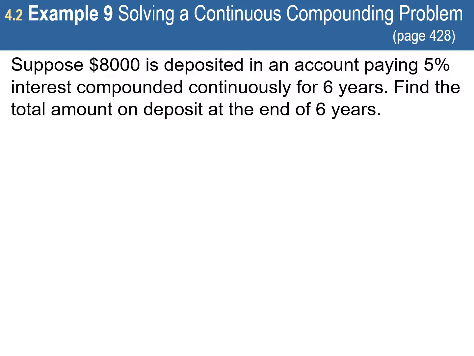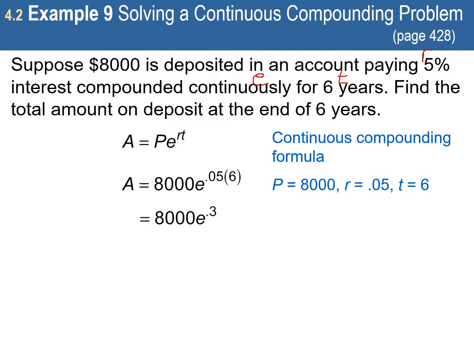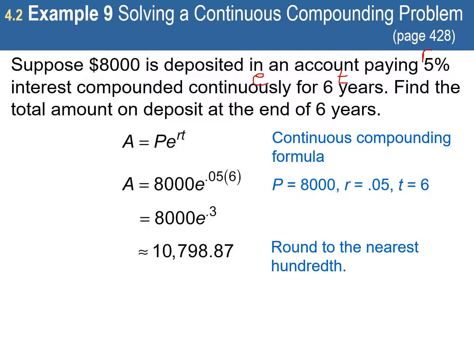So suppose $8,000 is deposited in an account paying 5% interest compounded continuously. Find the total amount at the end of 6 years. So A is equal to P e to the rt. When we substitute in, the principal is 8,000, the rate is 5 divided by 100, or 0.05, and t is 6. We get the amount is about $10,798.87.